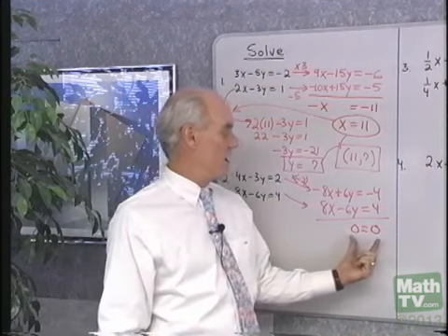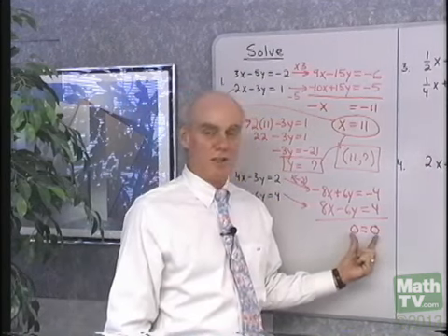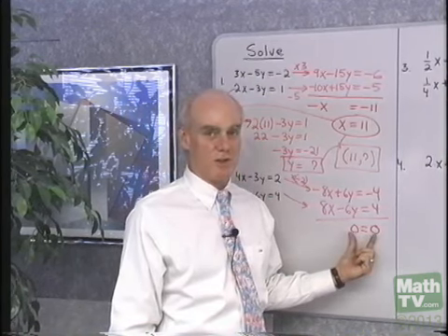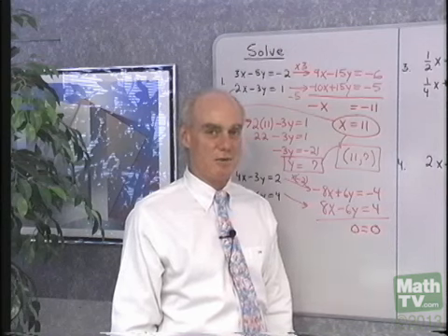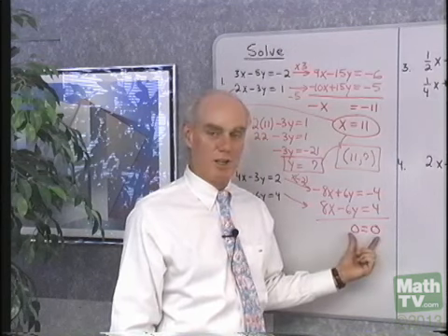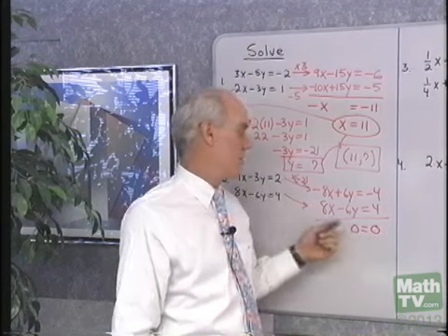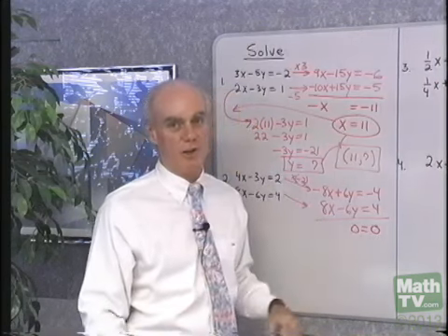So in this case, we say any ordered pair that satisfies one equation satisfies the other. We have an infinite number of solutions to our system, and we call it a dependent system of equations. If, on the other hand, we had gotten a false statement here, that would be an inconsistent system, and that would mean that the two lines were parallel and had no points in common.